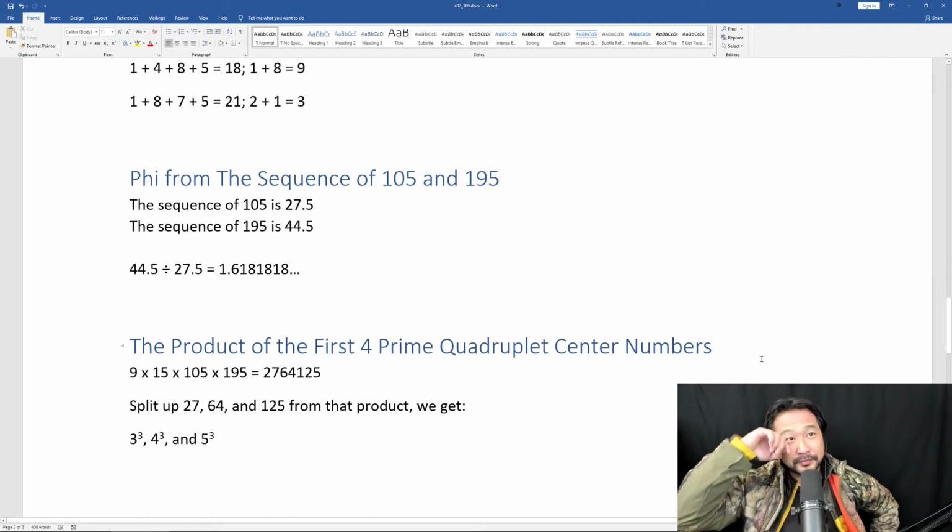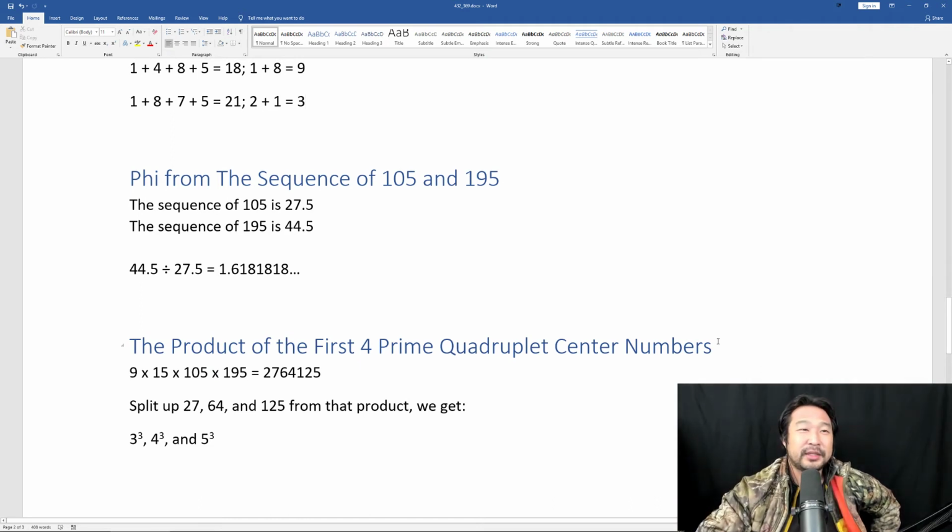Now, what's interesting is you can get phi from the sequence of 105 and 195. So if you don't know what phi is, pi is 3.14, and it keeps going, and it's an irrational number. Another irrational number is phi, which is typically 1.618.